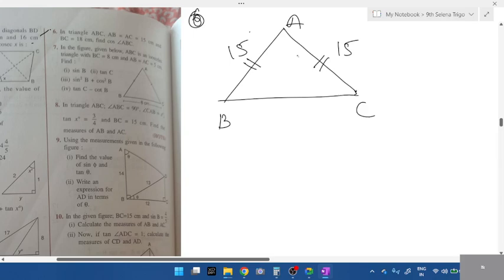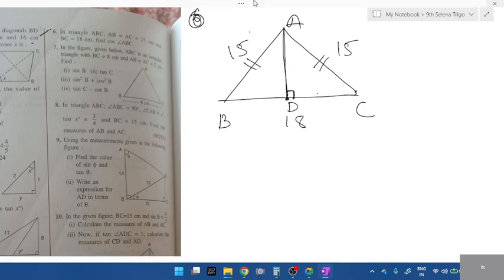15. In an isosceles triangle, if these two sides are equal, which two angles will be equal, students? Angle B will be equal to angle C. BC is how much? BC is 18. Remember this concept in an isosceles triangle. If I draw a right angle, if I pull this line from the center straight, this point I'll name as D, then BD and DC will be equal.